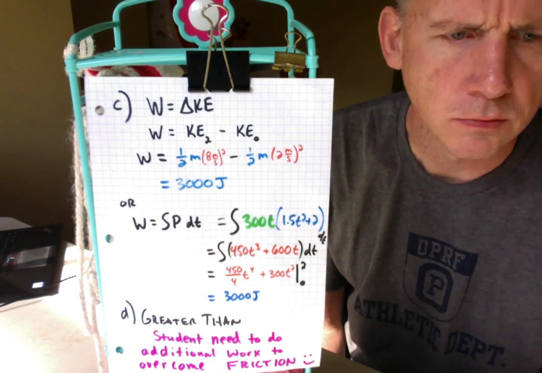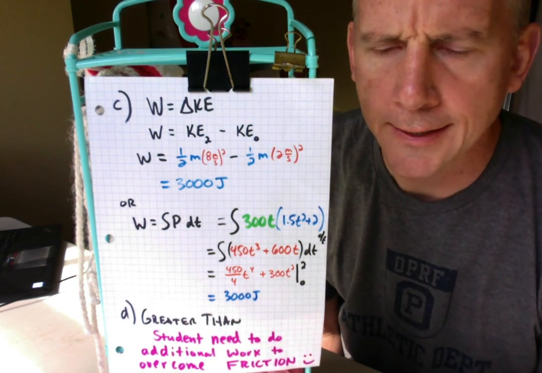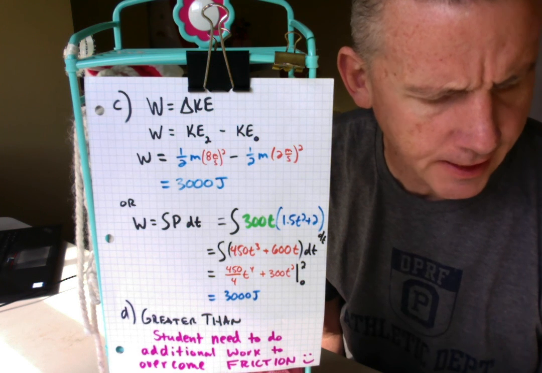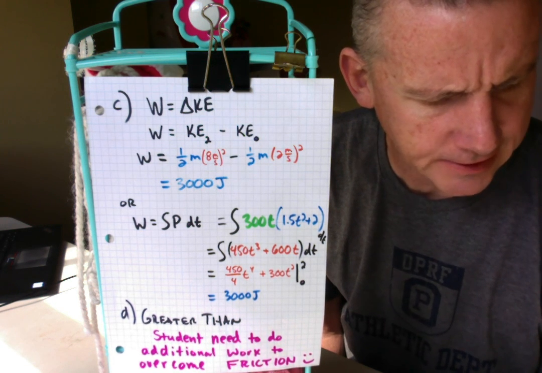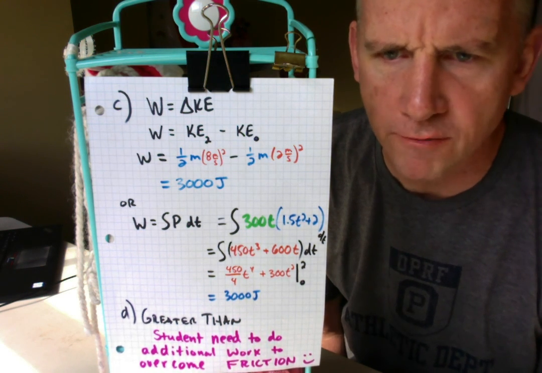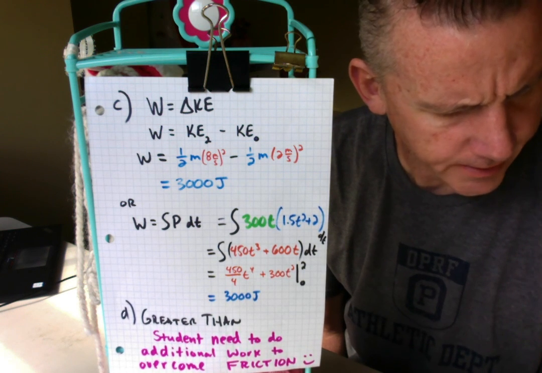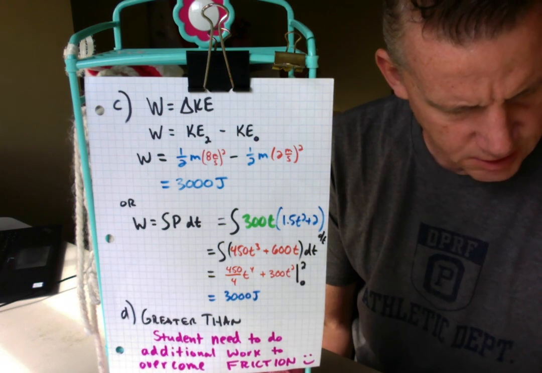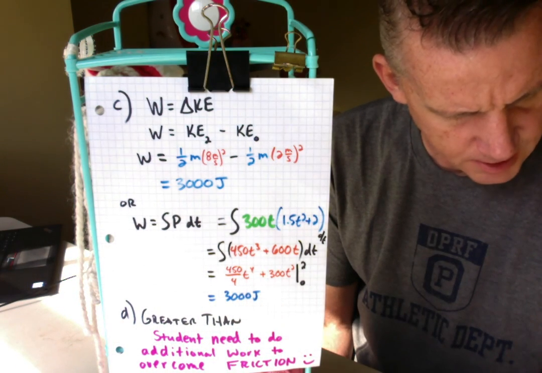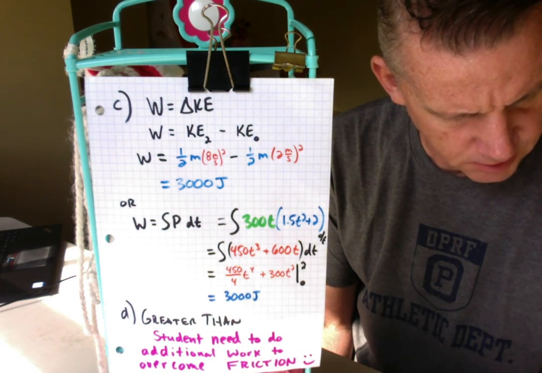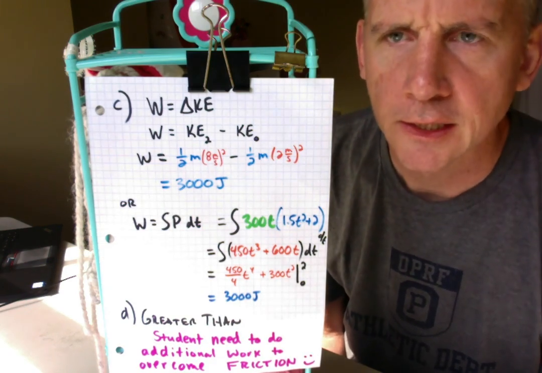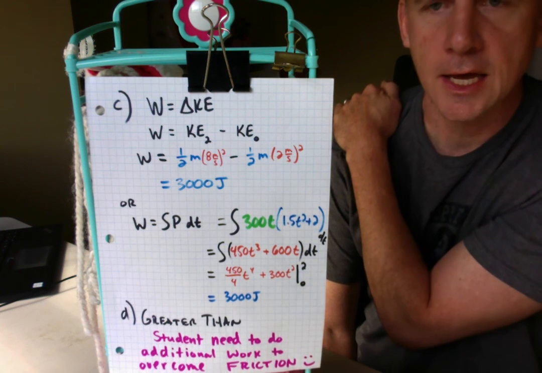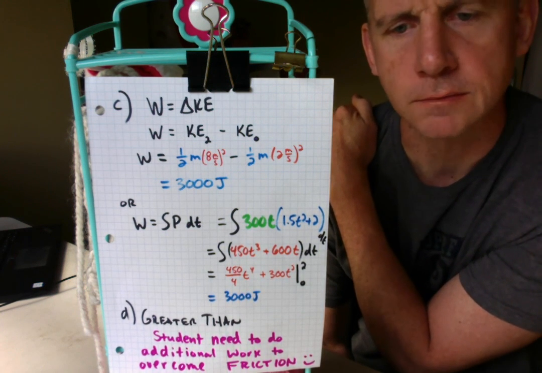And lastly, we're going to keep this under 11 minutes. That person has to both do work on the box and, some of its energy gets sucked away from friction. So it asks for what? Indicate below whether work done on the box by the student in the interval 0 to 2 would be greater than, less than, or equal to the answer in part C. It's going to be greater than. That person has to do some work on the box and has to do some work to overcome friction.